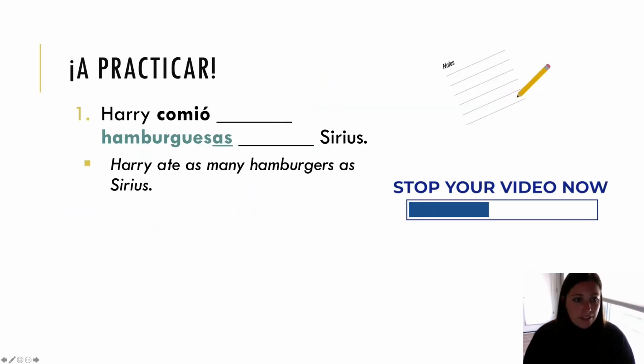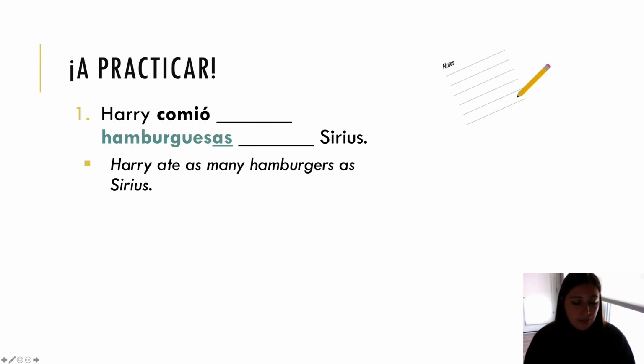Practicamos otra vez. Go ahead and pause your slide so you have time to figure out the answers. Las respuestas. What we want to say in this sentence is Harry ate as many hamburgers as Sirius. So, Harry comió tantas hamburguesas. You can see that tantas agrees with hamburguesas. And then we have como, Sirius.